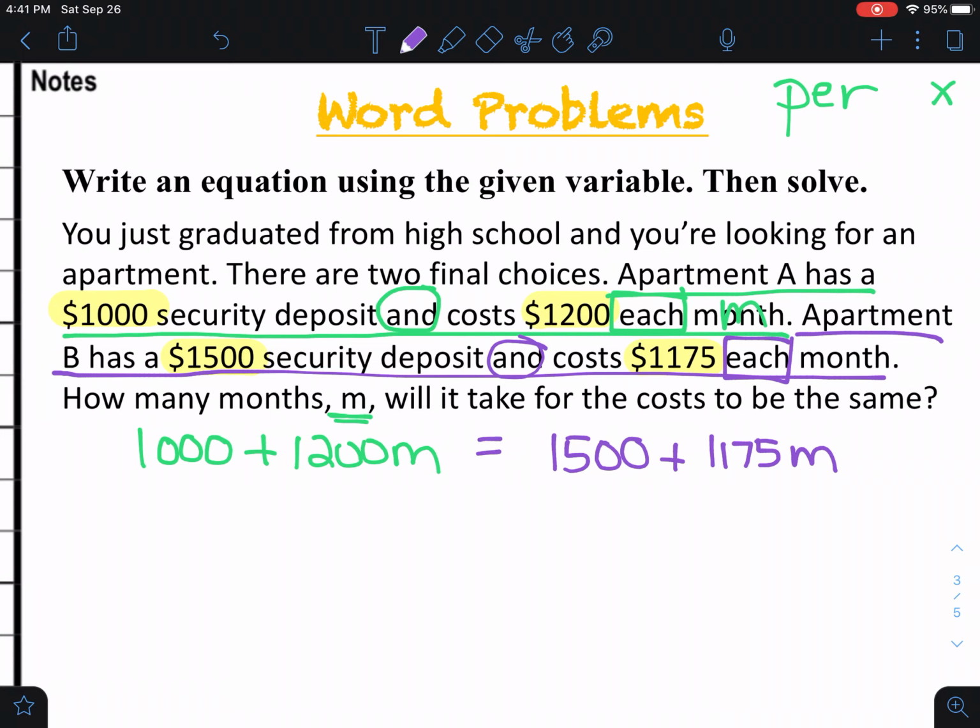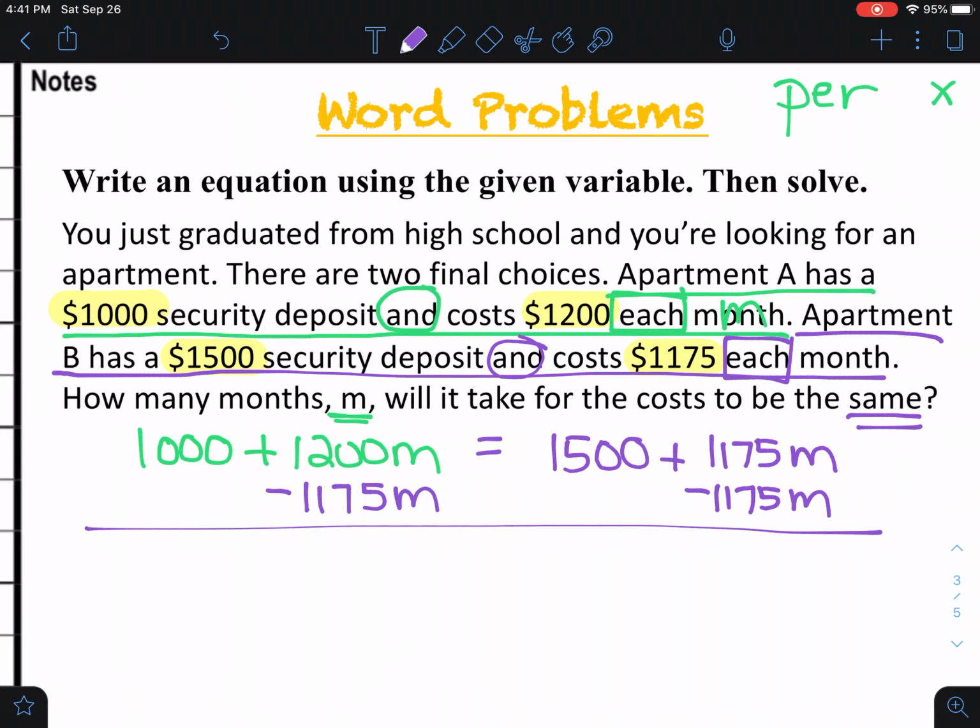All right. So now you'll see here, I put an equal sign in between because they said how many months will it take for these costs to be the same. So that means equivalent. So we put an equal sign. Now I have an equation to solve, and you spent a lot of time doing this in your last assignment. There's no distribution. There's no combining like terms. So we then need to get all our variables on one side. So I'm going to subtract 1,175 M from both sides. You could do 1,200 if you wanted.